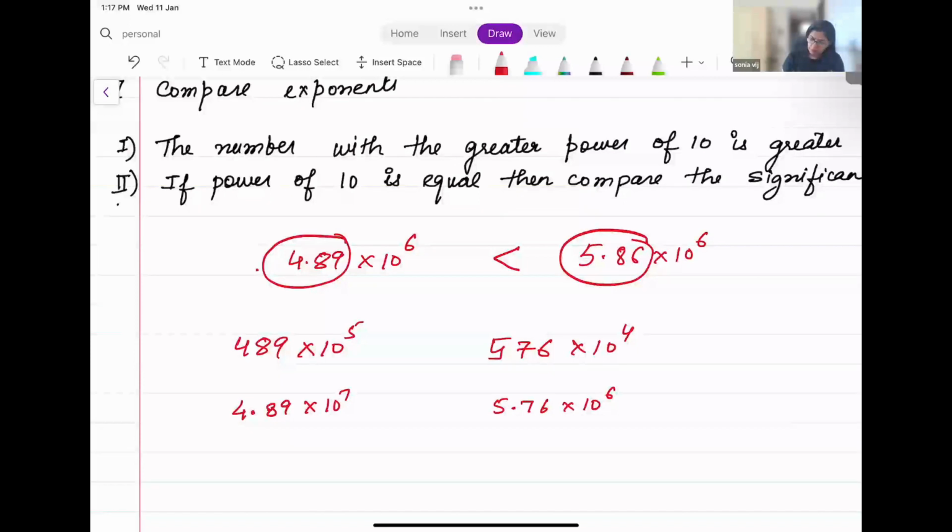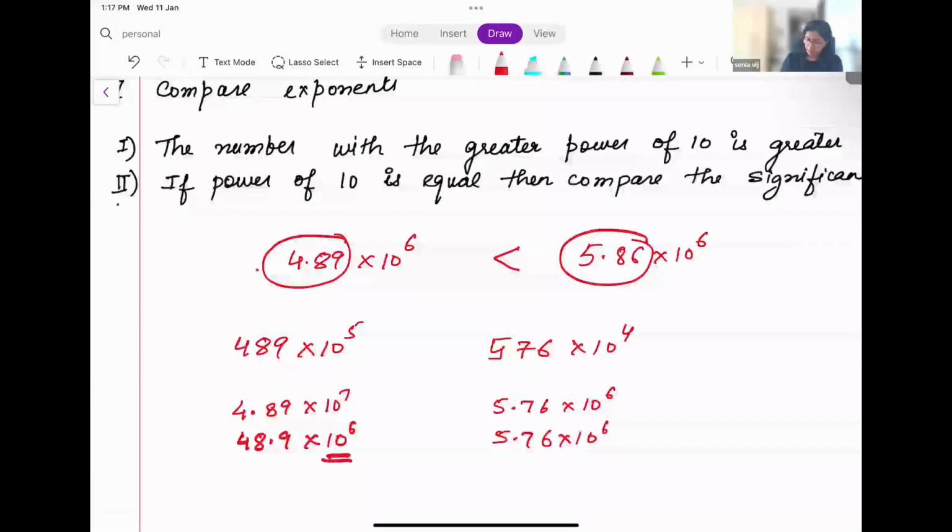Now these two, you can see they have different powers. We should have the same powers to compare the significant parts. So what will we do? We will change it to 48.9 into 10 to the power 6, and this one remains like this. Now we can compare. The powers of 10 are the same, so we compare this part. And we know that 48.9 is greater than 5.76.